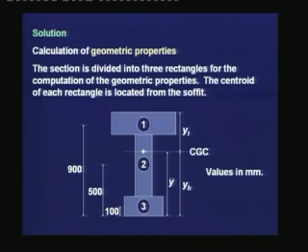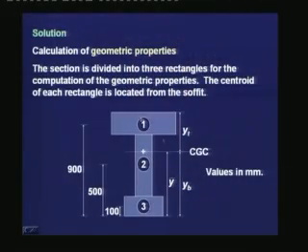In our solution, the first step is to calculate the geometric properties. The section is divided into three rectangles for the computation of the geometric properties. This is the essential difference between a rectangular section and a flange section. In our last lecture, we had solved a problem with a rectangular section. There, the calculation of the geometric properties was simpler with standard formulas, but here we are decomposing the flange section into component rectangles from which we are calculating the geometric properties.